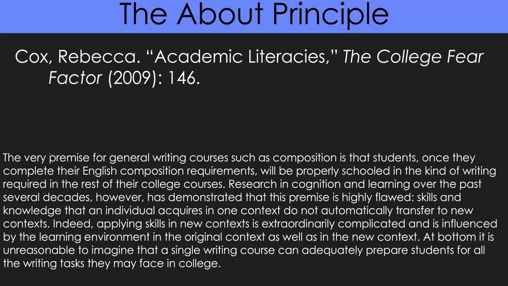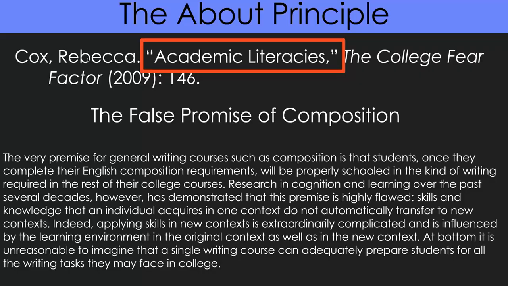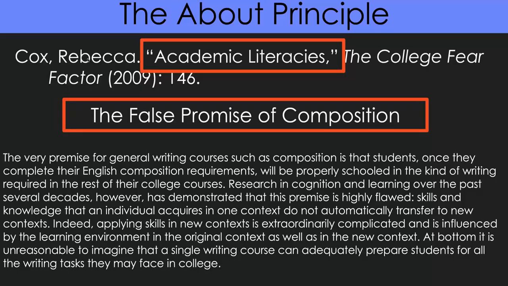So if we look at this, it is published in a chapter called Academic Literacies in a book called The College Fear Factor, which was published in 2009, getting a little old, on page 146, and it was written by Rebecca Cox. So if we just look at the titles of things, like the title of the chapter, that sort of tells us what the chapter is going to be about. This is the core idea of the chapter that everything else revolves around. And then it has a section heading too, called The False Promise of Composition. And so we know that everything within this section is going to revolve around this concept.